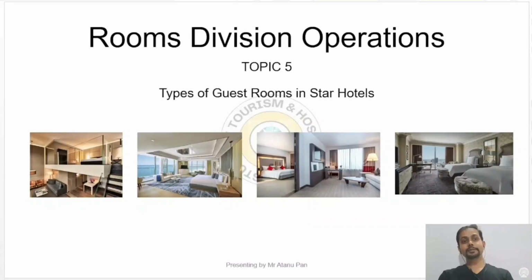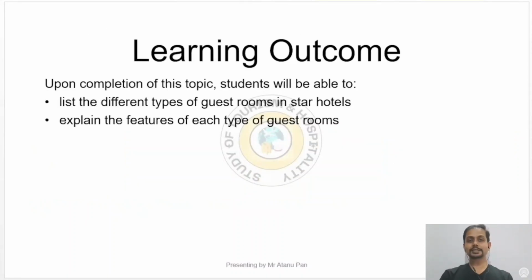So today we are going to discuss the types of guest room in star hotels. After completion of today's topic, each one of us will be able to list the different types of guest room in star hotels, and we will also be able to explain the features of each type of guest room. All right, so let's go ahead.